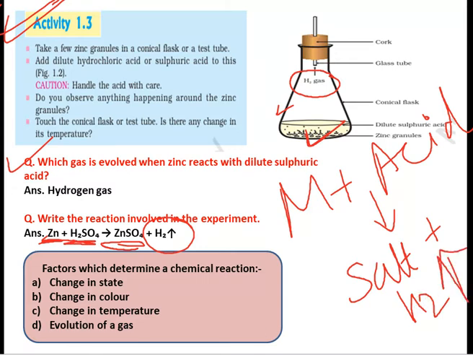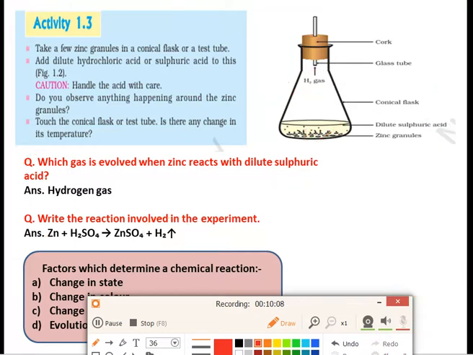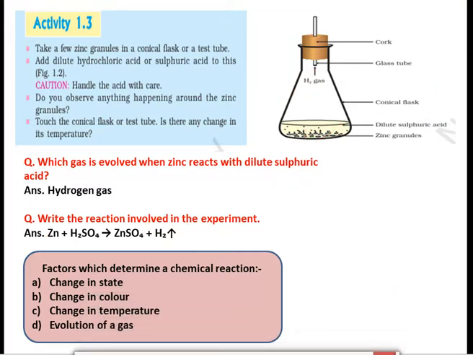Right. Now let's have some factors which determine a chemical reaction, meaning how we will know that a chemical reaction has taken place. For that we will discuss some points which are given in your NCERT textbook. So let's have a quick look at those topics. The first one is change in state.